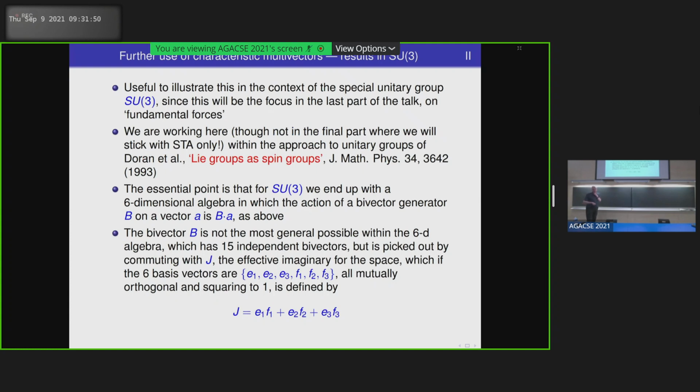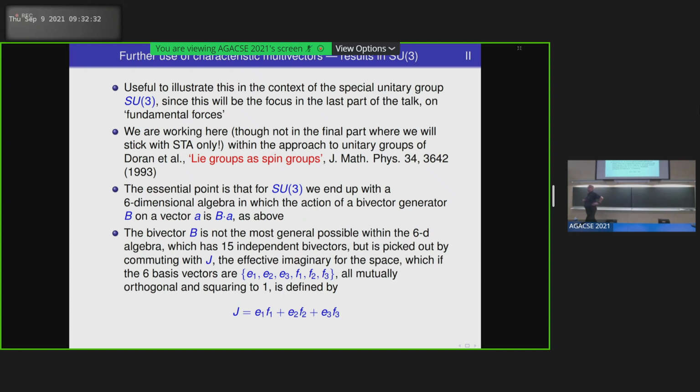So we're going to be looking at this for SU3, and the approach which we both use in this context is this Lie groups and spin groups approach of Chris Doran, David, and others. And this is a way to work with all unitary groups in terms of geometric algebra of dimension twice the dimension of the space. So SU3 is a 6-dimensional space. You end up with a 6-dimensional algebra in which the action of a bivector generator is just A dot B or B dot A, as we talked about.